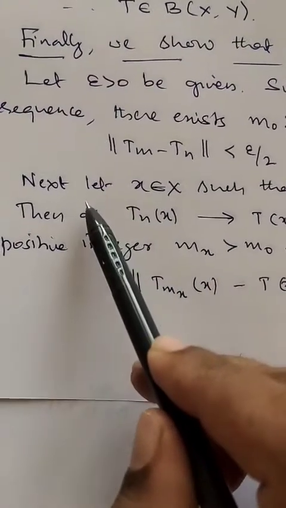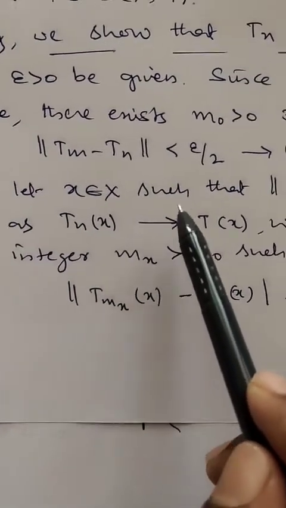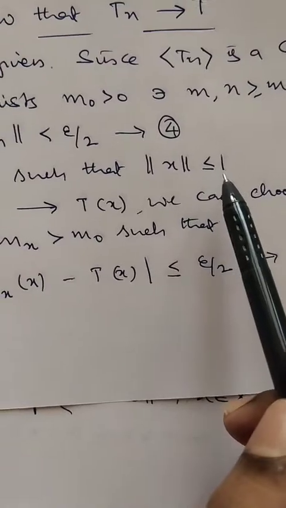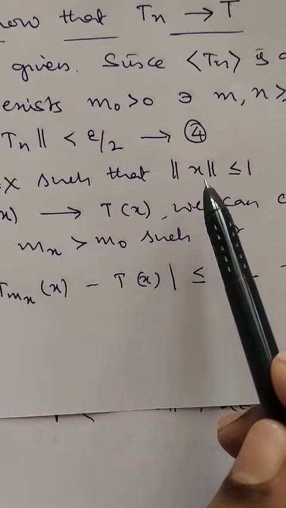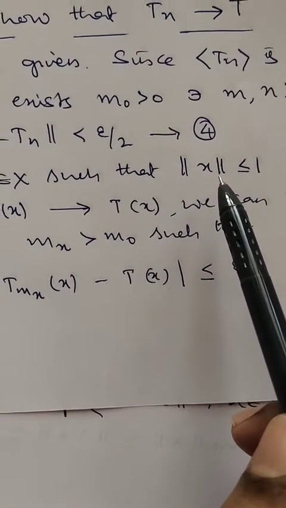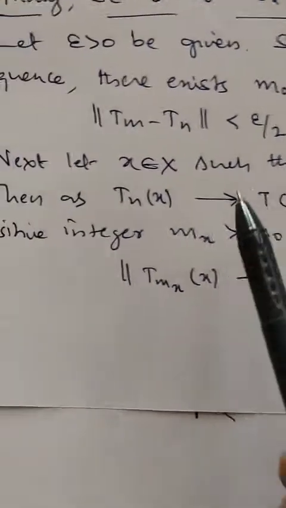Next let x belong to X be such that norm of x is less than or equal to 1. Definitely we have vectors in the space X such that this condition holds true.